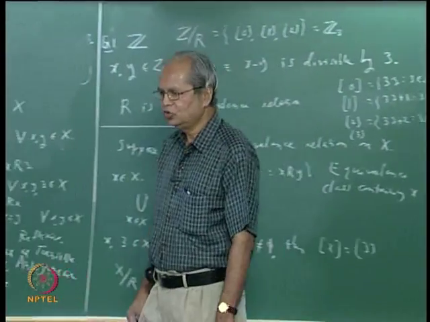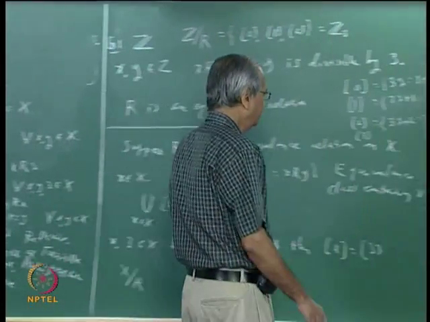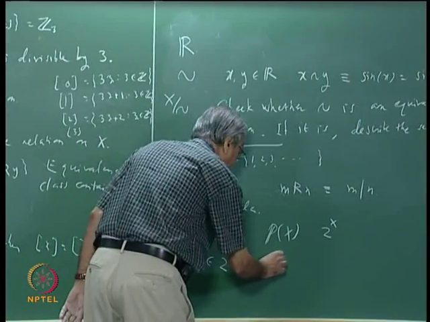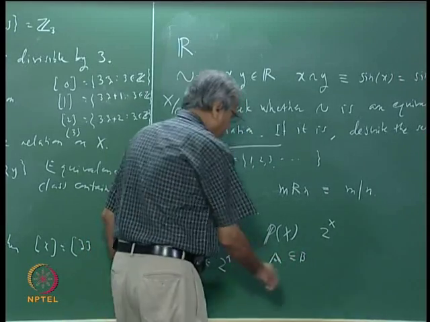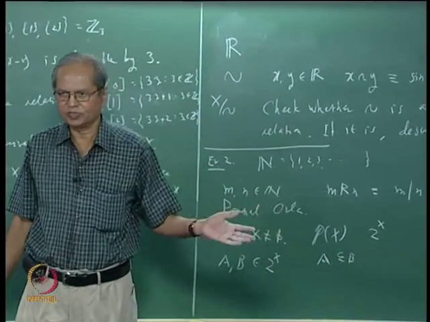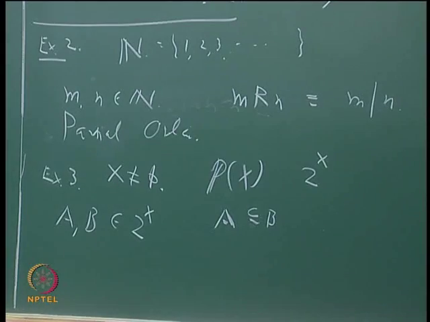And we use the usual subset relation. So we will say that A is related to B if A is a subset of B, subset or equal to. I do not say proper subset. It can be equal to. So we say that A is related to B if A is contained in B.